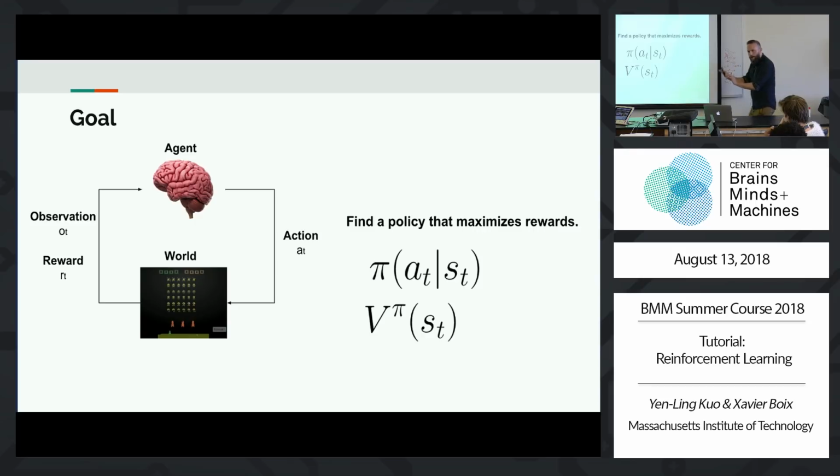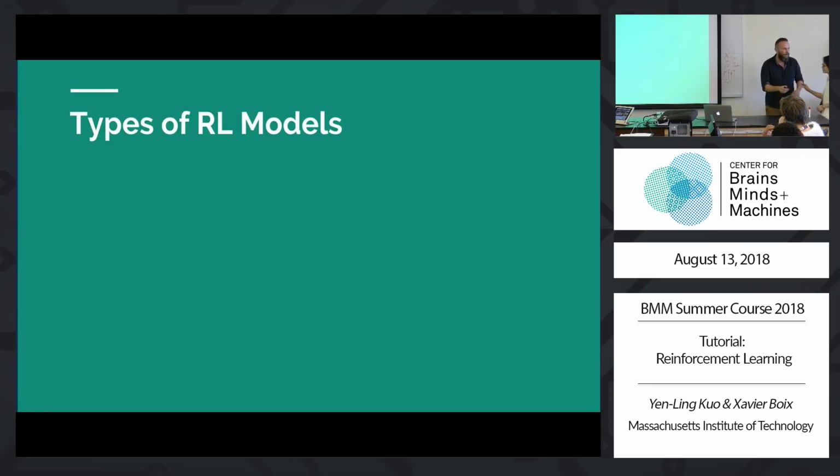Okay, just a recap of what we're saying. Reinforcement learning is trying to learn a policy that maximizes the expected reward, right? These are the two concepts we introduced, and that's what we are going to see. Now Yen-Ling is going to give an overview of the big landscape of reinforcement learning in the literature.